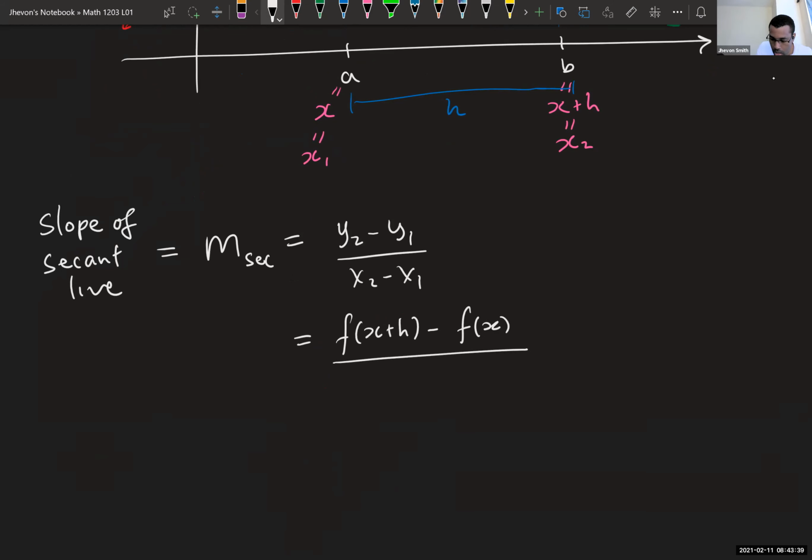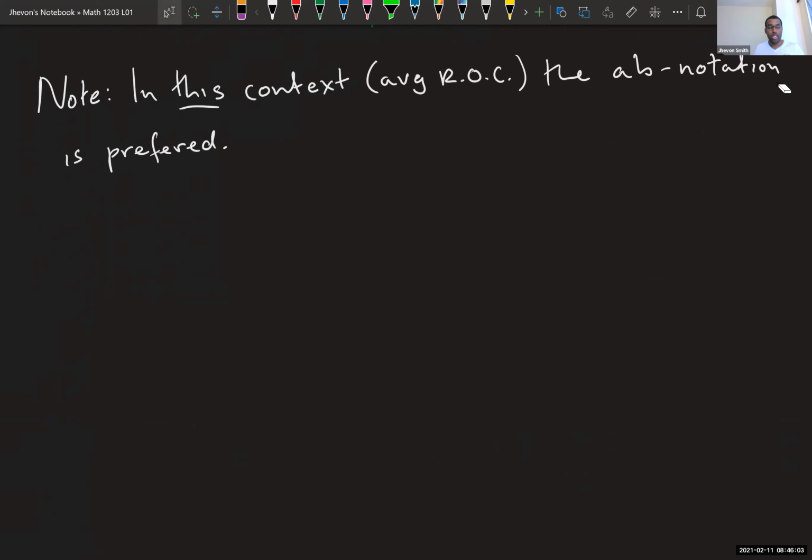You can think about the 2 points as their own people. You don't think about one just in terms of the other. So let's actually just do an example, and then I'll talk to you about the interpretation, why we think of this as average rate of change. So let's just do an example.